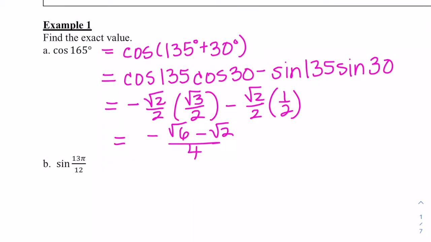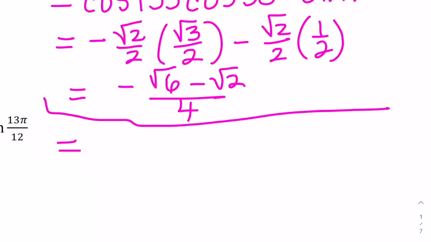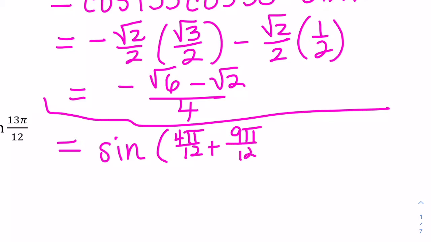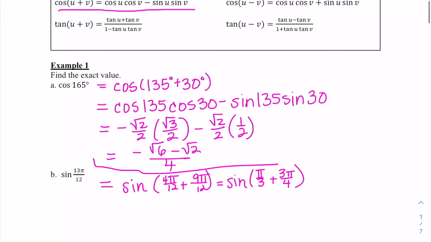Now let's consider sine of 13 pi over 12. Whenever I'm using these radians, I like to break them apart. Well, I can break that into 4 pi over 12 plus 9 pi over 12. And remember, 4 pi over 12 is just reduced to pi over 3. And 9 pi over 12, well, that would reduce to 3 pi over 4.